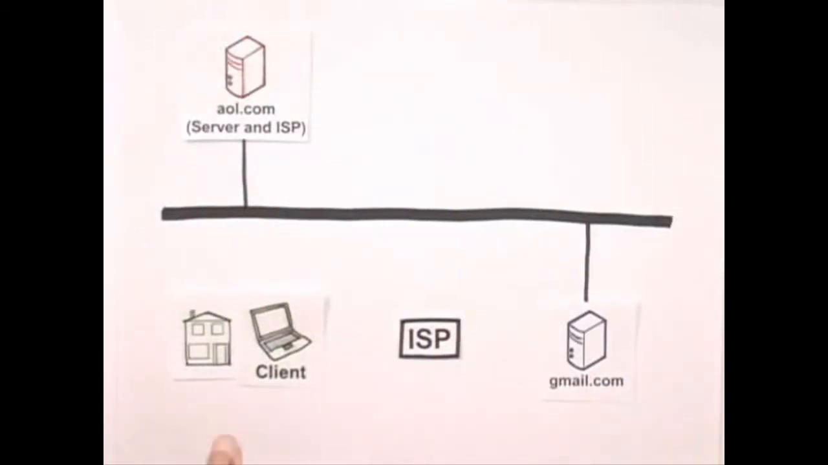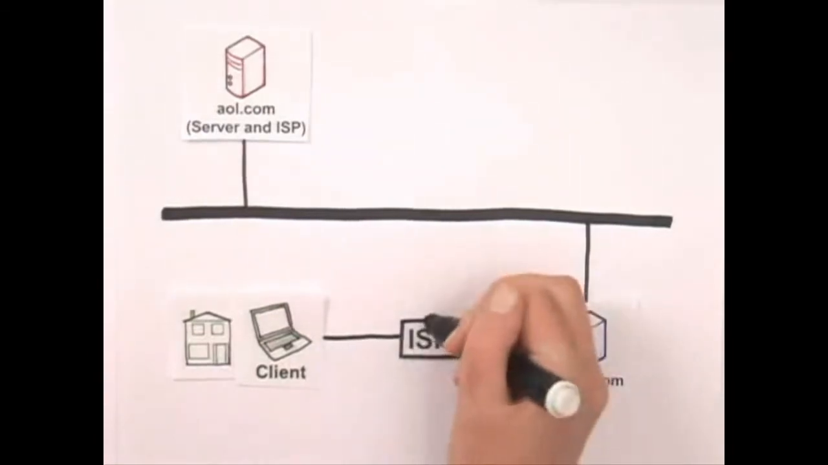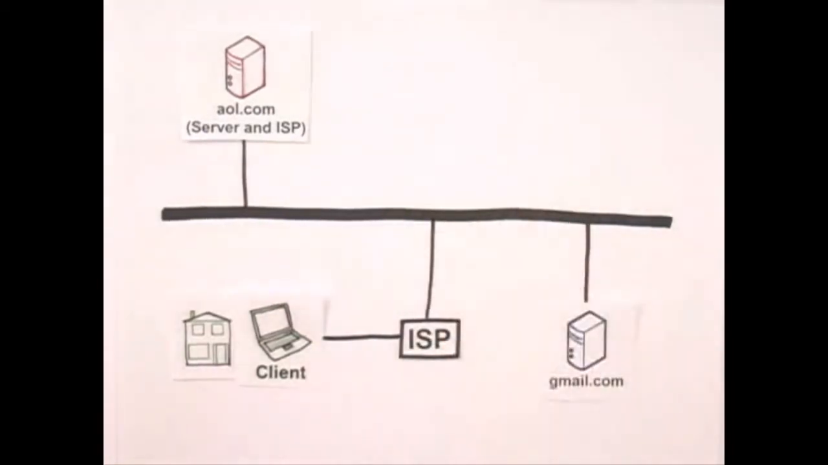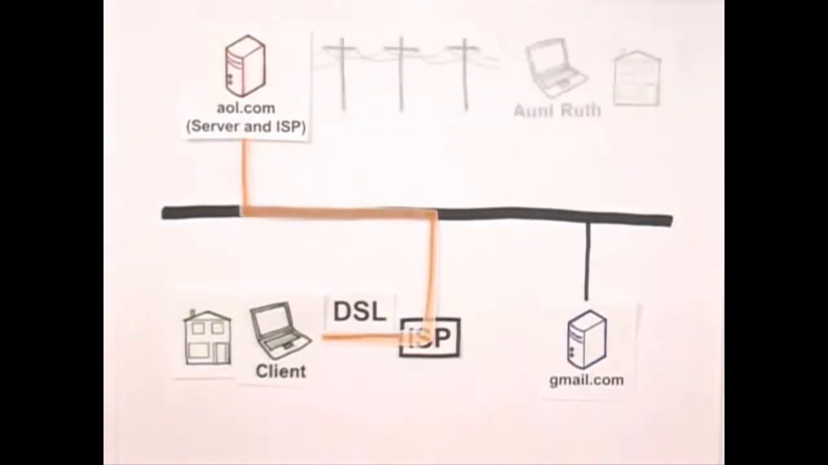Your computer at home is not a server because it's not connected directly to the internet. Computers you and I use every day are called clients because they're connected indirectly to the internet through an internet service provider. Here we'll pretend that this is my home laptop and I'm using DSL. Now let's pretend that I want to visit AOL.com, which is coincidentally both a server and an ISP. I hop onto my laptop with DSL, go through my ISP, onto the internet, and look at AOL.com. My computer connects with AOL.com, and I can look at its web pages.